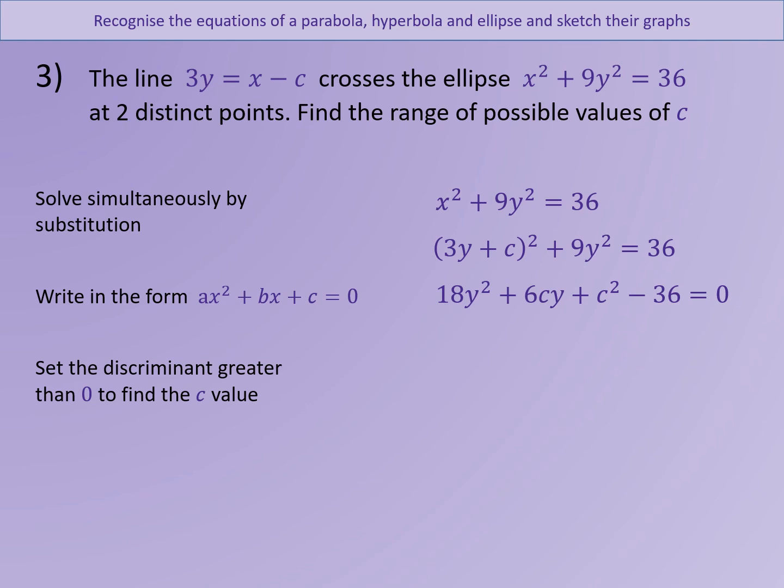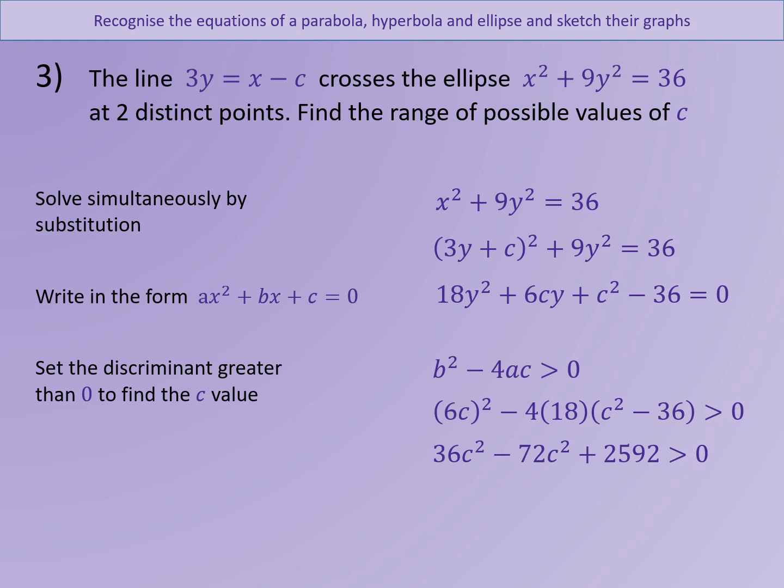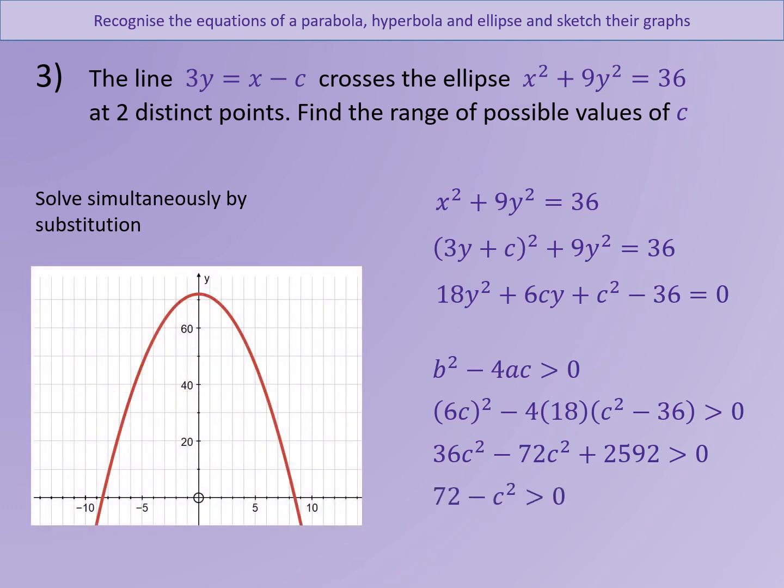Because we know that the discriminant has to be greater than 0 in order for there to be two distinct solutions, we can substitute in A, B and C. So A is 18, B is 6C, and C is C squared minus 36. This gives us a quadratic inequality. Remember that when solving quadratic inequalities, it's always best to sketch the curve just to make sure we've got the signs the right way around.